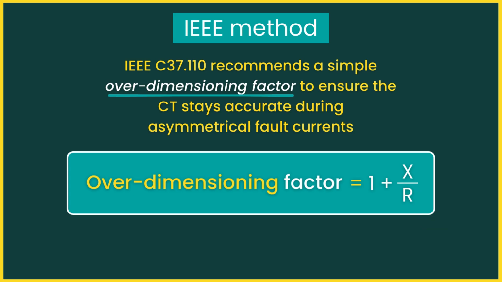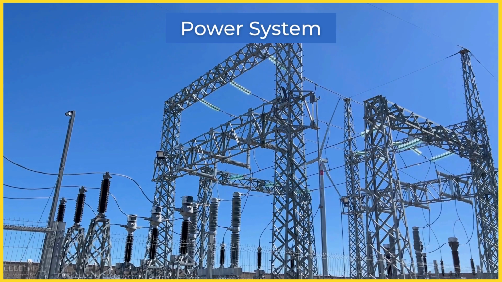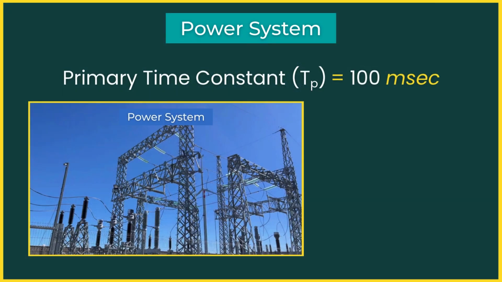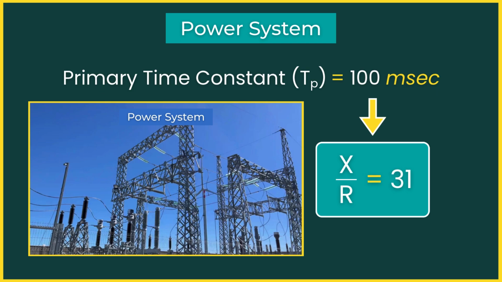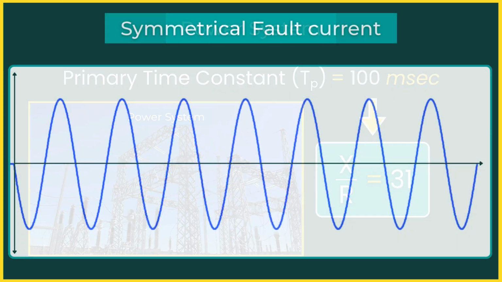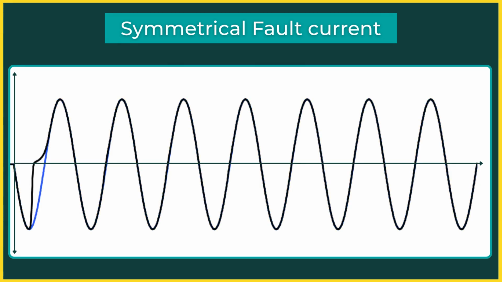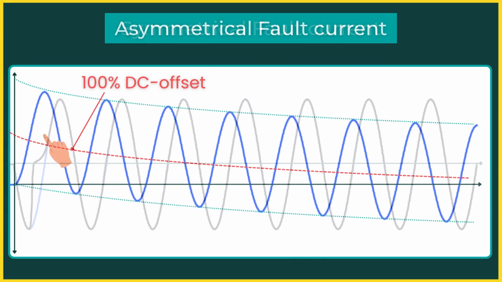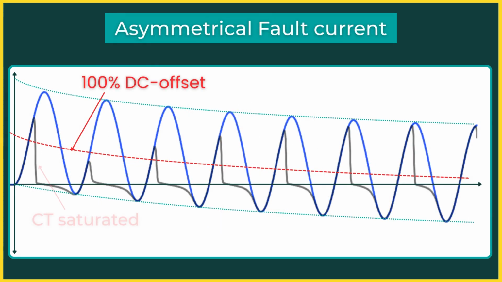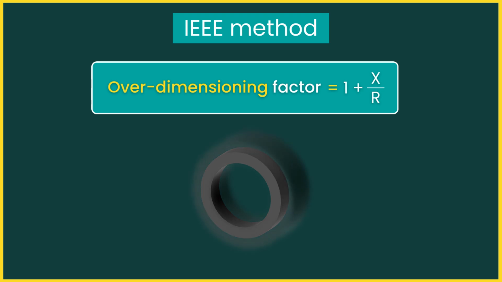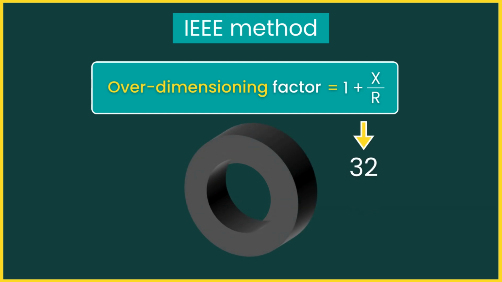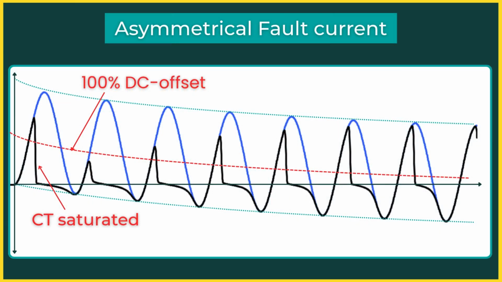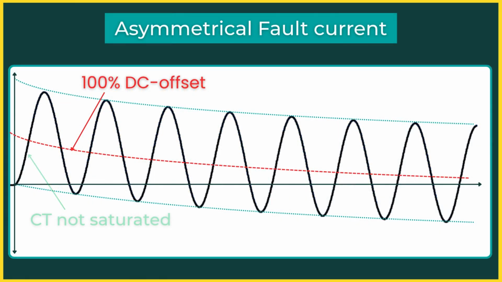Let's see what this means in practice. Imagine a system with a primary time constant of 100 milliseconds. That means the system X by R ratio is about 31. Here, when the fault is symmetrical, the CT reproduces the current perfectly. But when the fault has 100% DC offset, the CT saturates quickly. According to the IEEE recommendation, the CT must be oversized by a factor of 32. When we apply this overdimensioning factor, the oversized CT no longer saturates, it reproduces the current accurately.